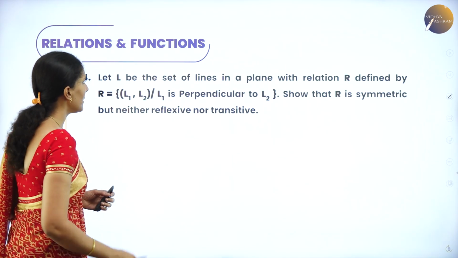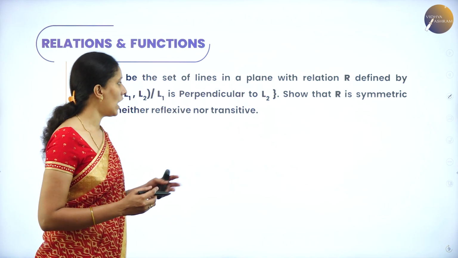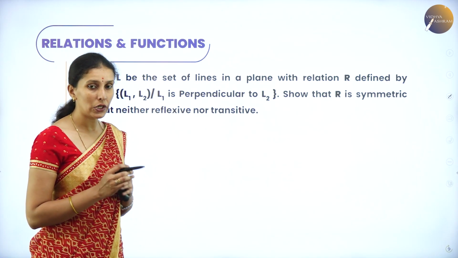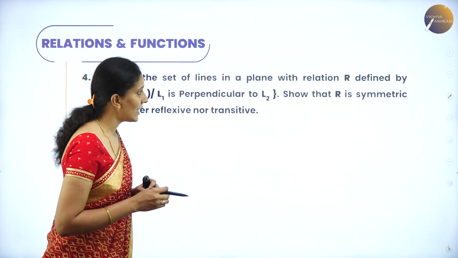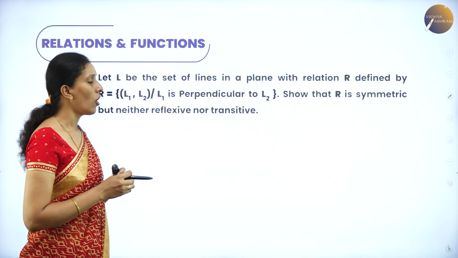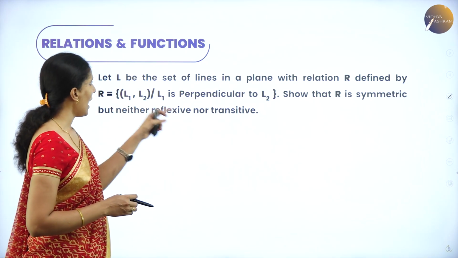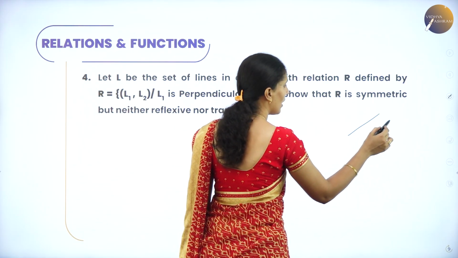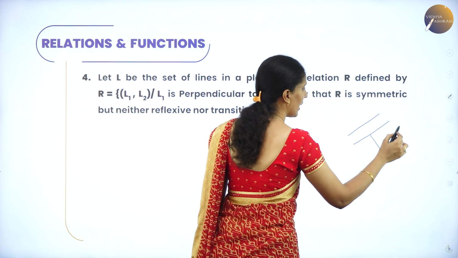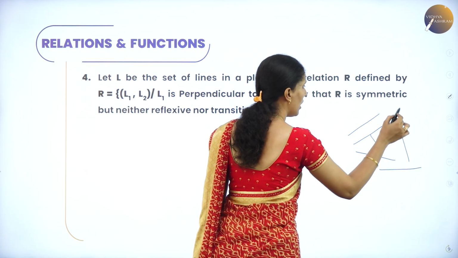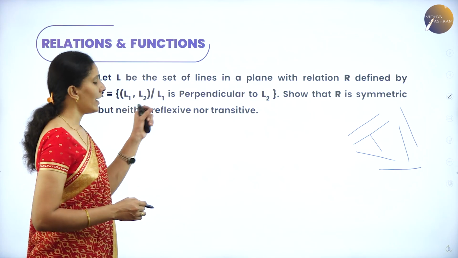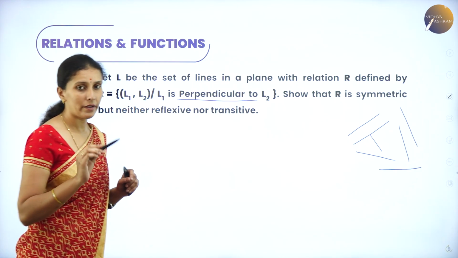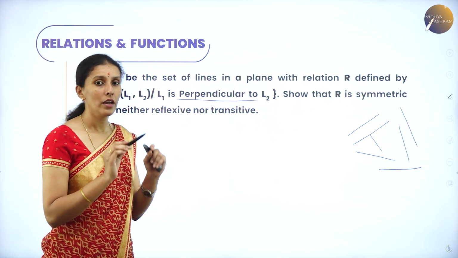Next question. Let L be the set of all lines in a plane with relation R defined by L1, L2, where L1 is perpendicular to L2. So, we have to define the perpendicular relation. Show that R is symmetric but neither reflexive nor transitive. So, here we have a set of all lines L. There may be many lines which are parallel, some are perpendicular, anything like this. It's a set of all lines. So, here we have to show that the relation perpendicular to is symmetric but neither reflexive nor transitive.